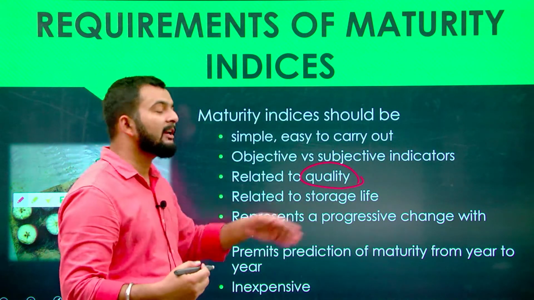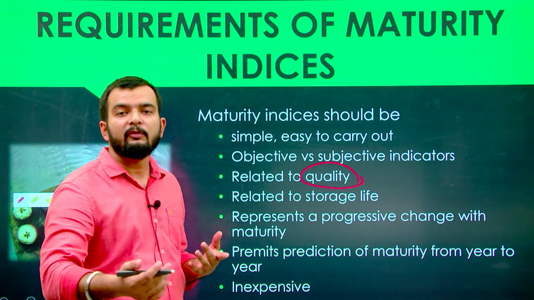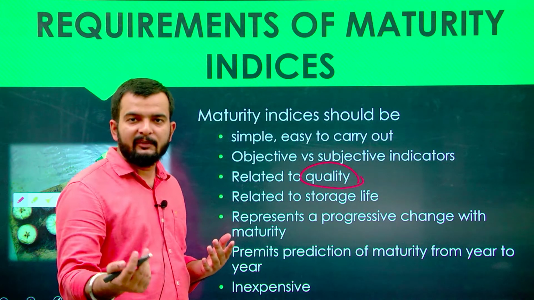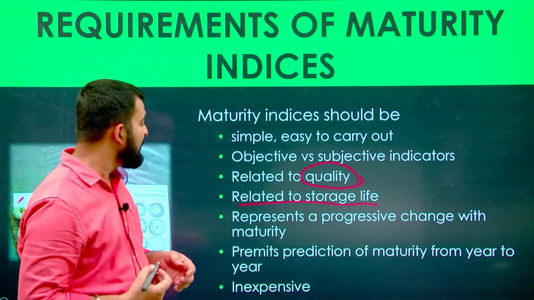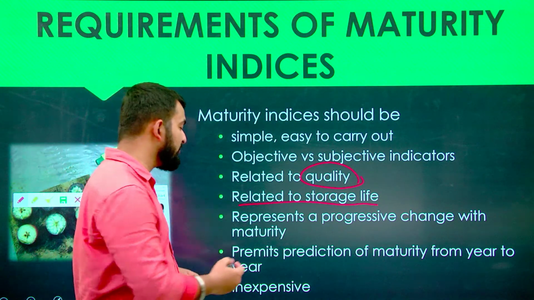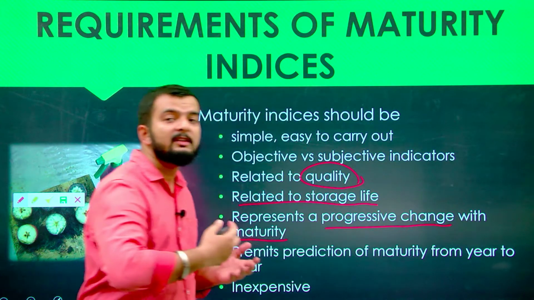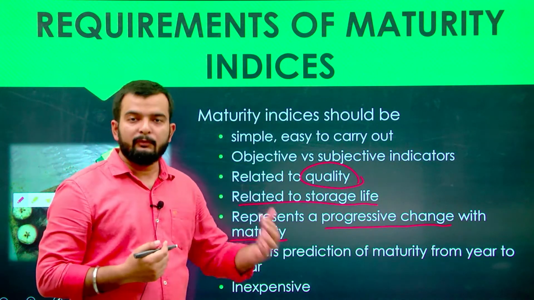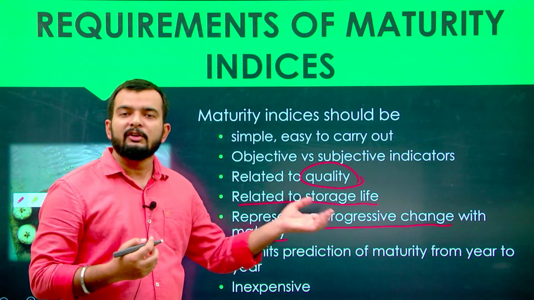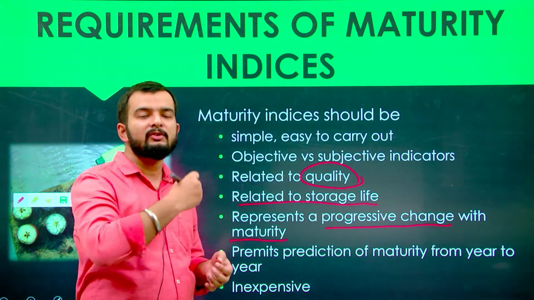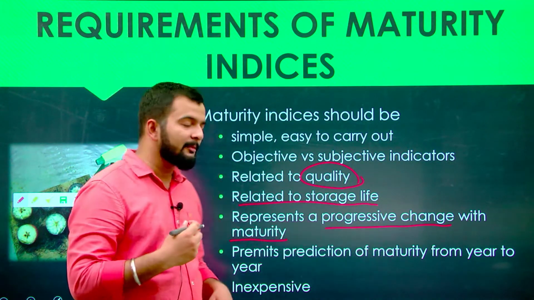Okay, again it should be related to your storage life or your shelf life. A more mature fruit will have a lesser shelf life, so it should give you an idea about the storage life also. Then it should represent a progressive change in the maturity, like if the maturity is increasing. Generally, if a fruit is mature, it will keep on maturing with time. So it should be able to give you a relation between those maturity stages and pinpoint the changes in the maturity.